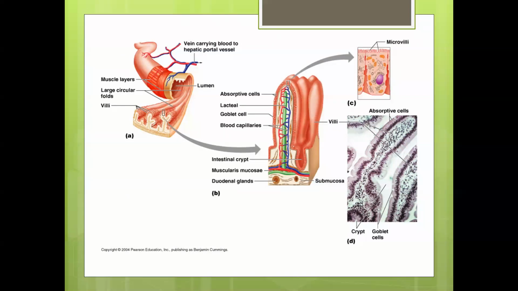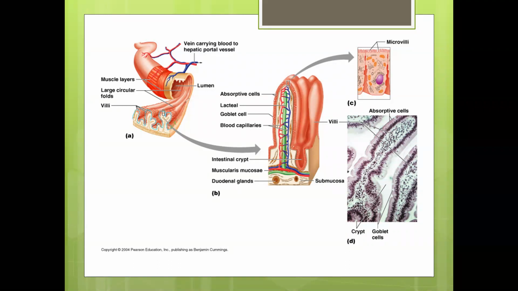All right, so what we're going to do is fold up, just like we took shag carpeting and scrunched up the shag carpeting. All right, so those are the plicae circularis. Then on the plicae circularis we have all these little fingery things right here.